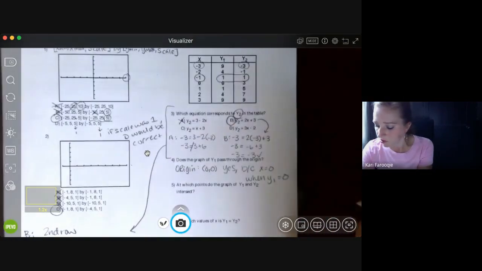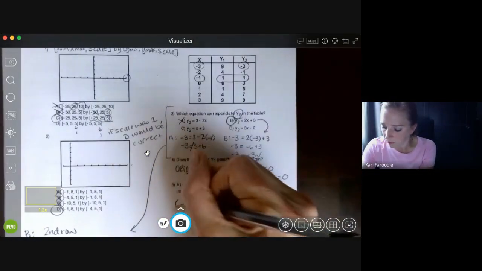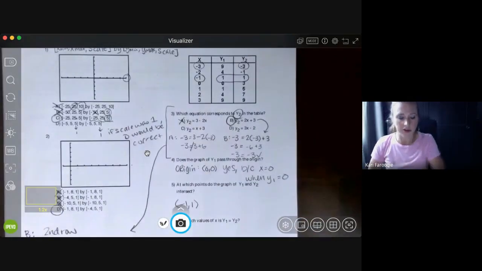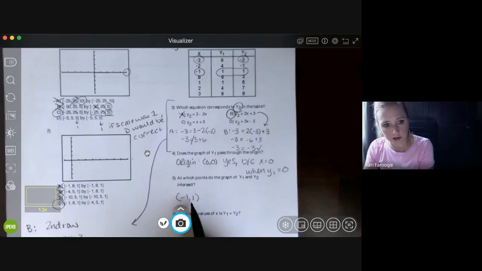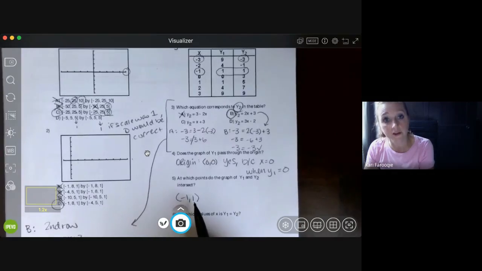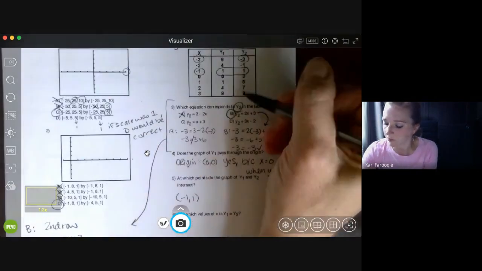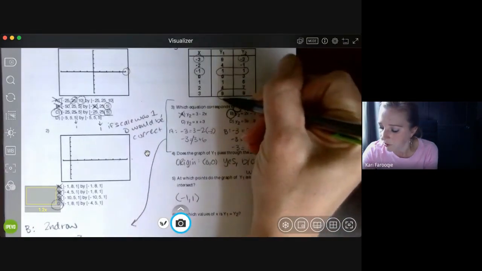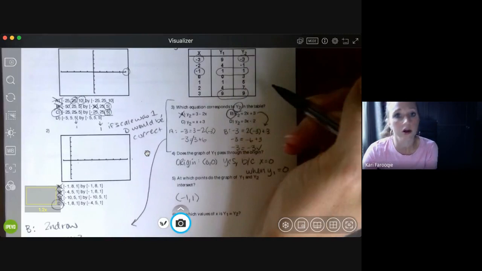So at which points do the graphs intersect? Well, they definitely intersect at (-1, 1). When x is -1, y is 1, and that occurs on both graphs. There's one more place where that occurs, and that's here, where the values for y sub 1 and y sub 2 are again the same.